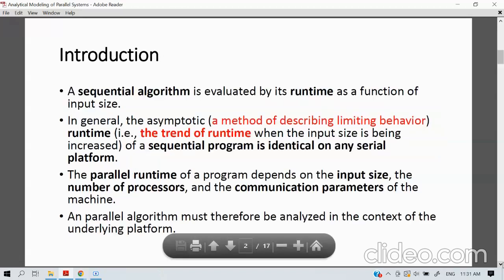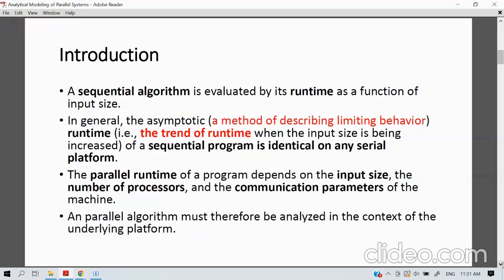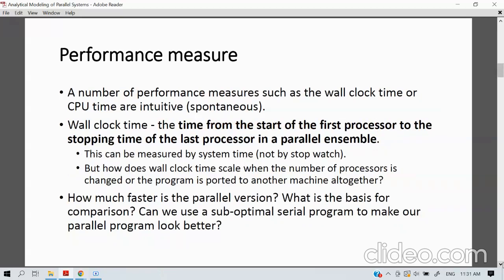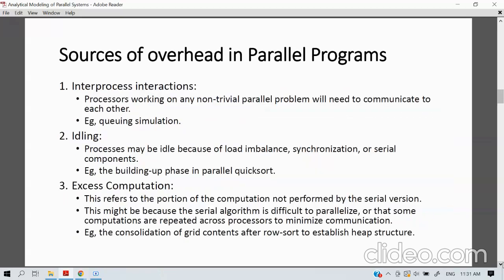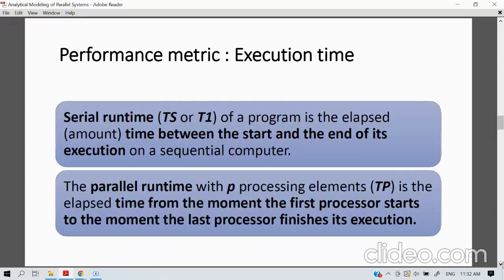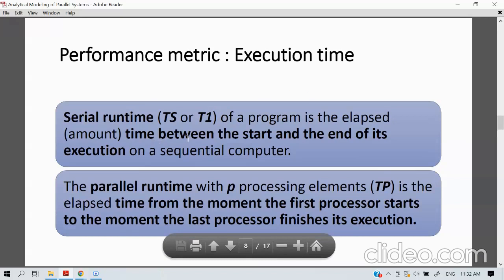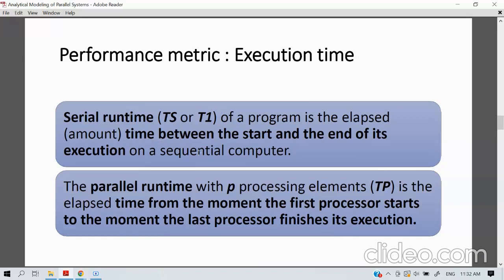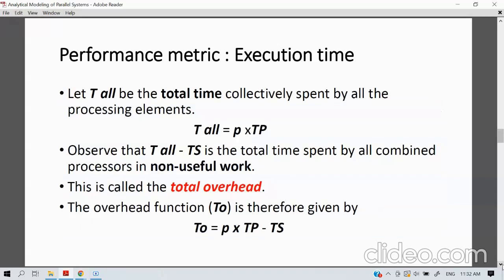So all of you need to know, especially you need to remember, how to calculate the execution time for sequential, the serial runtime, the execution time of parallel runtime, so the representation of TS, TP and so on. Okay. So T all, the total time and so on, you all kena tahu.